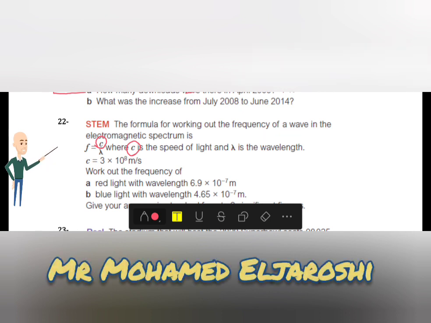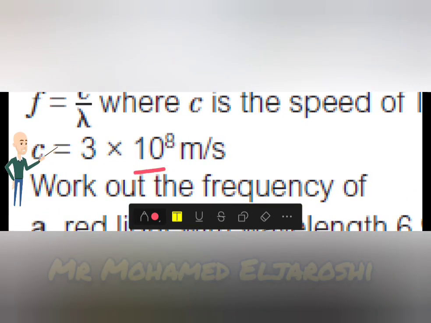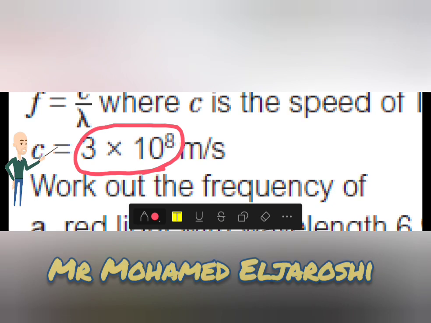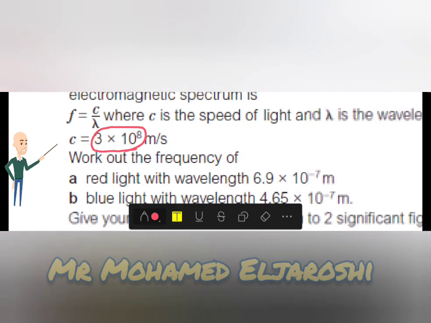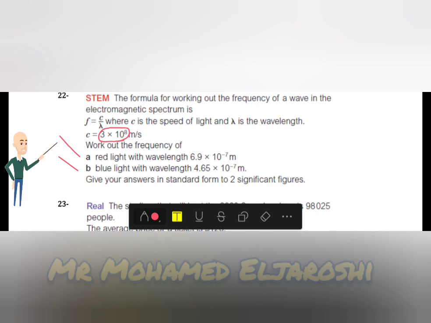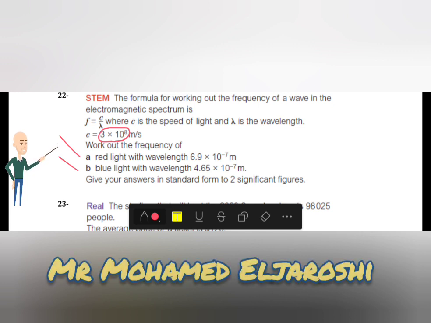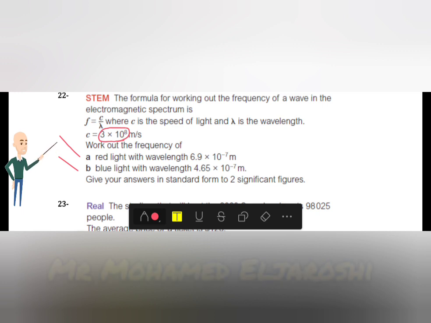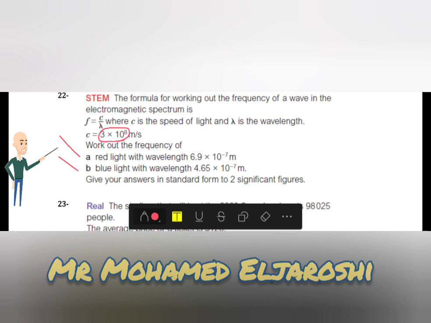Now, in the question, they gave us the speed, which is 3 multiplied by 10 power of 8 meters per second. Now, work out the frequency of this wavelength A and this wavelength. So the idea is we just take the speed and divide it by the wavelength. This is the idea. And then the answer must be in standard form to two significant figures. Now, let's start with A and answer it, and then we will do B, okay?